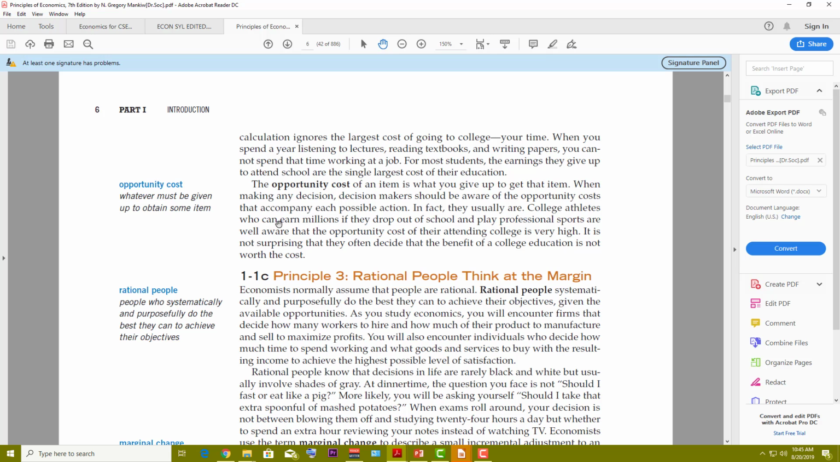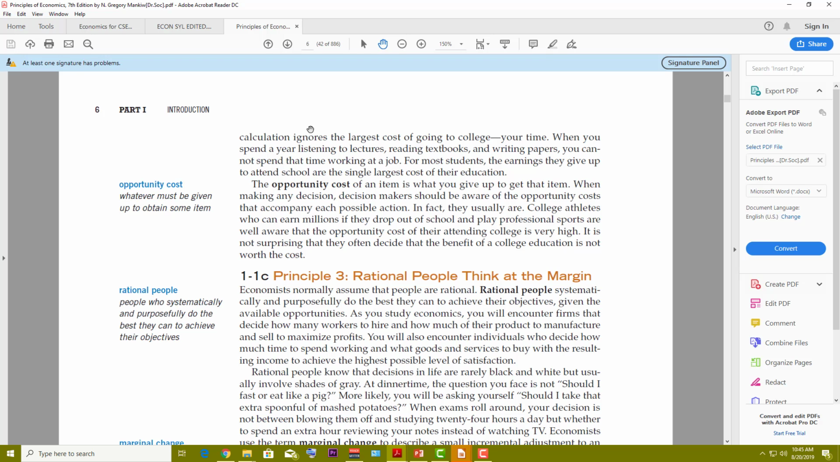Opportunity cost, like I said, is simple. It's what you give up to get something else. Whatever must be given up to obtain a certain thing, that's the opportunity cost. It's the cost of whatever you gave up to get something else.